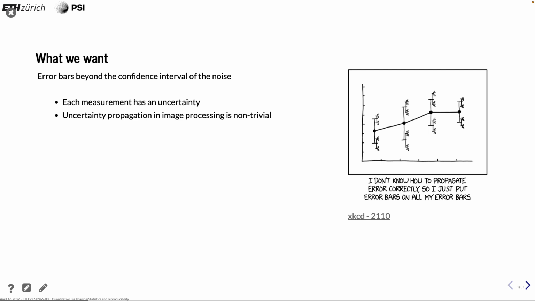So we want to have some kind of error bars on our measurements to give the confidence interval of the noise, for example. So actually going beyond the confidence interval of the noise. Because every measurement has some degree of uncertainty, and the uncertainty propagation through these images and the processes we're doing is really not trivial. Well, then you can do the fun stuff like in XKCD, putting error bars on error bars, but no, not really that. That one actually converges to something.